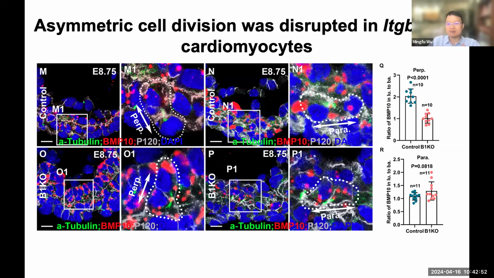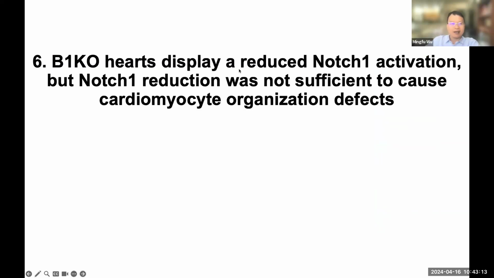And this suggests that integrin beta 1 is required for the asymmetric cell division and the asymmetric distribution of cell fate determinants. This might explain why in the knockout there's a trabecular and compact zone specification defect. Okay, and data set number 6.